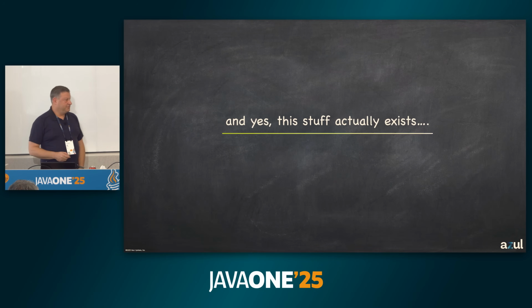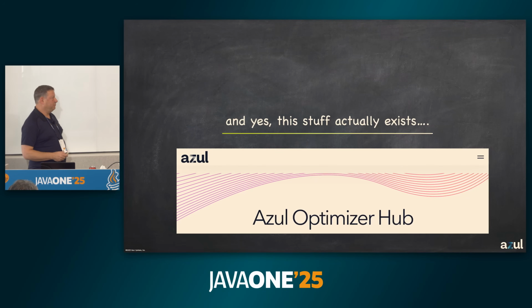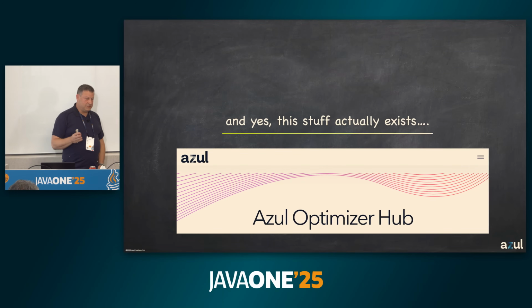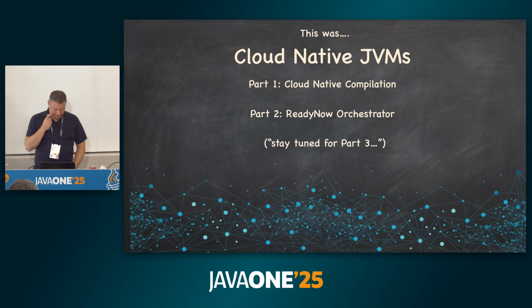And yes, this stuff is real. We actually ship a product called Optimizer Hub that does all this, and it's being used today in places where 10,000 JVMs across 100 different services are using a common Optimizer Hub to coordinate each of those application fleets and optimize for them. So it's a real thing.